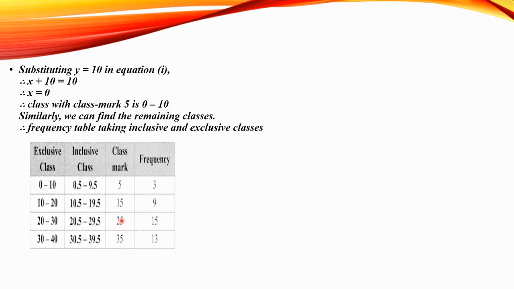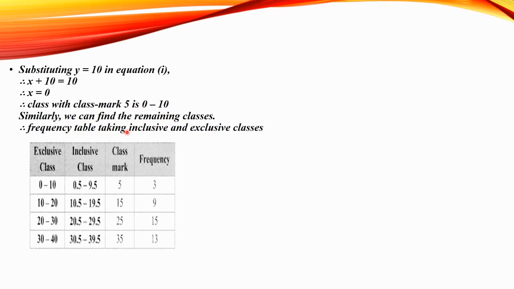Substituting the value of y equal to 10 in equation 1, we get x plus 10 is equal to 10. Therefore, x equals 0. Now, the class with class mark 5 is 0 to 10. Similarly, we can find the remaining classes and the frequency table.